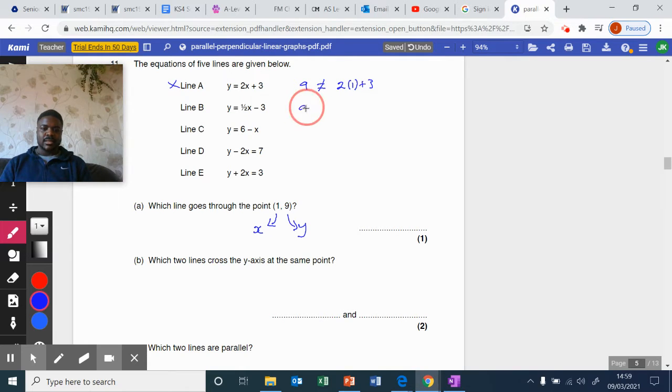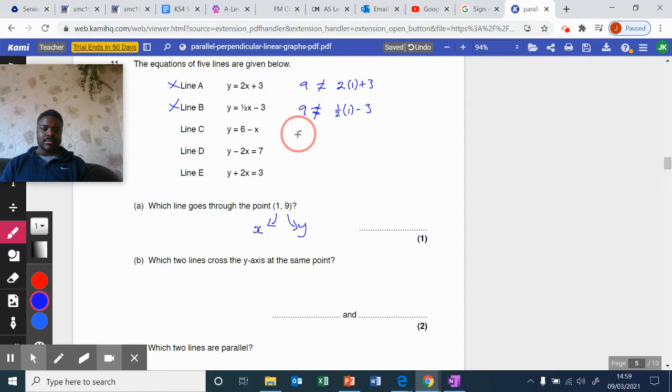We have 9 is equal, well, we don't even know if it's equal. We're going to put the equal sign and we'll put a slash right through it if it's not equal. A half lots of 1 minus 3. Well, half times 1 is a half. Take away 3, nowhere near 9. So, slash. Not this one. Let's try the next one.